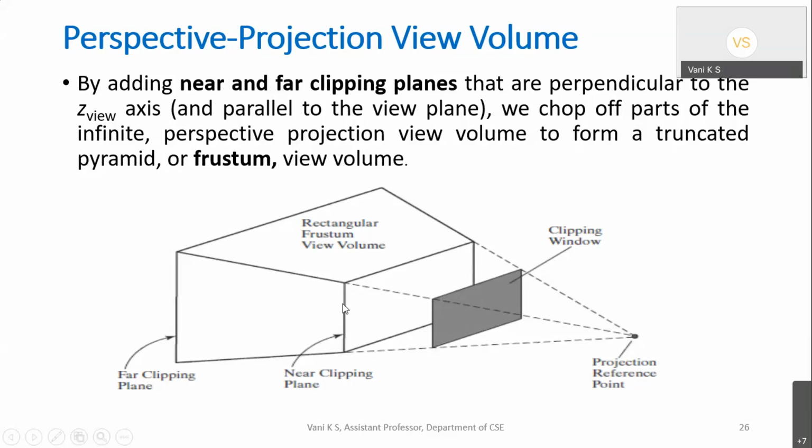And here also we have near and far clipping planes. Objects which are nearer will be projected as larger. Objects near the far clipping plane will be projected as smaller. This pyramid-shaped view volume that we have in OpenGL or in graphics is called a frustum view volume, or pyramid view volume.